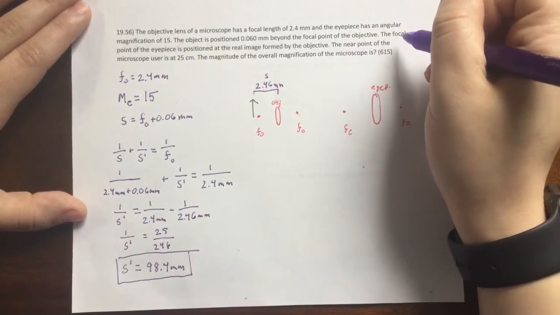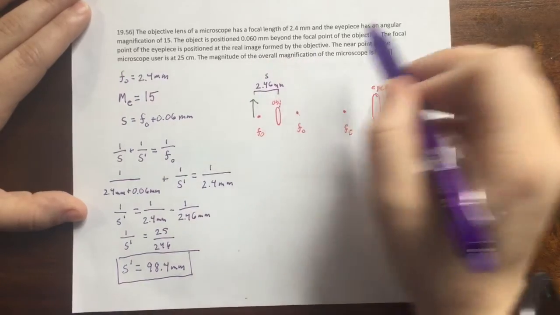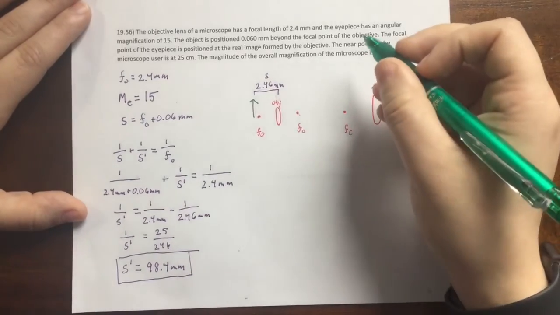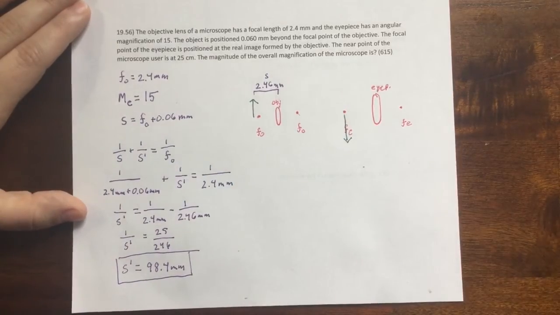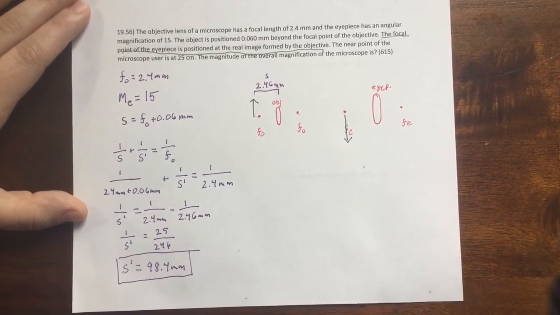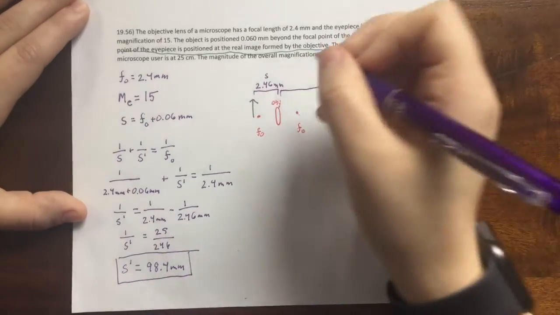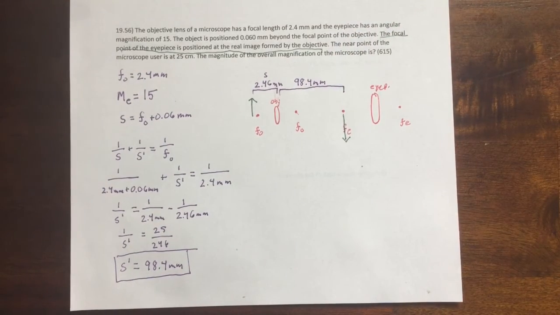And it told us that the focal point of the eyepiece is positioned at the image formed by the objective. So the image that was formed is going to be at the focal point of the eyepiece. We get that this here is 98.4 millimeters. Now we can move on to finding the magnification.